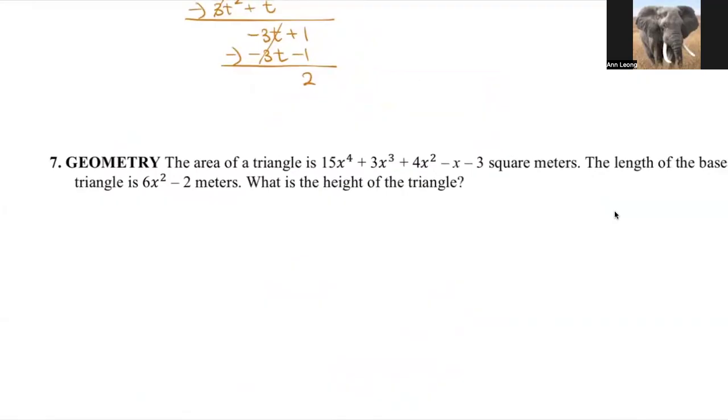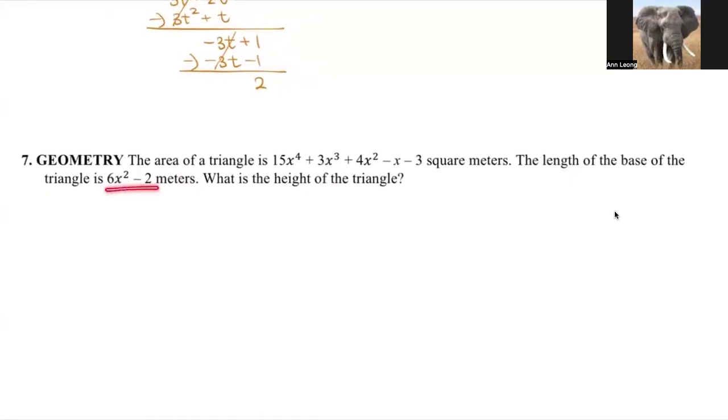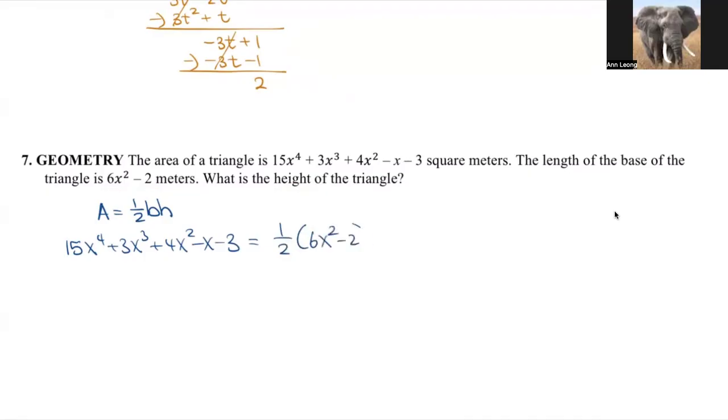Number 7. It says, the area of a triangle is given here with this polynomial, square meters, and the length of the base of the triangle is this many meters. What is the height of the triangle? If you remember from your geometry days, the area of a triangle is 1/2 base times height. So that means 15x to the 4th plus 3x to the 3rd plus 4x squared minus x minus 3 is equal to 1/2 the base, and h is what we're looking for, the height.